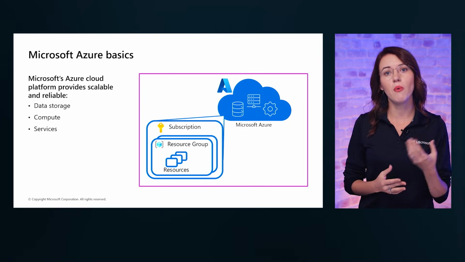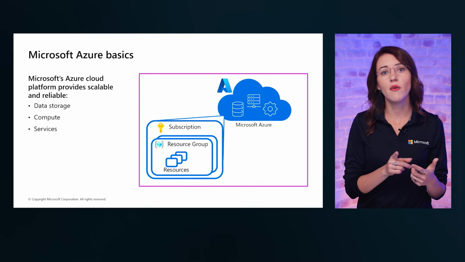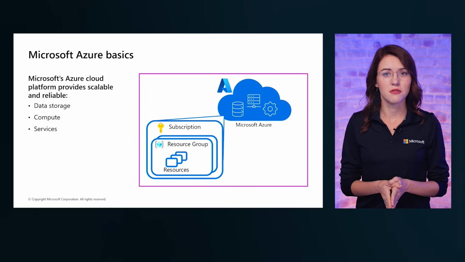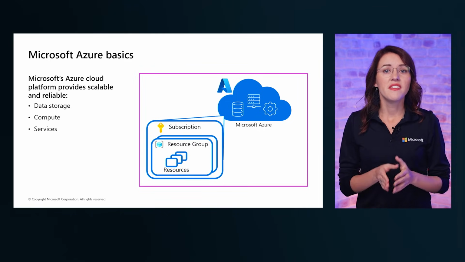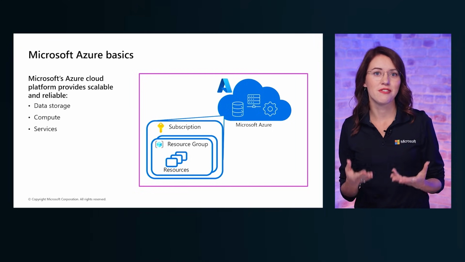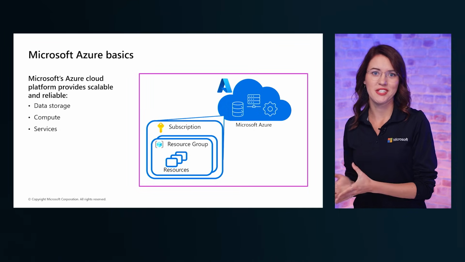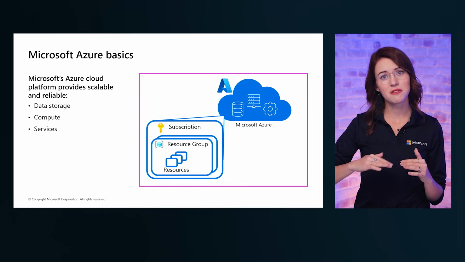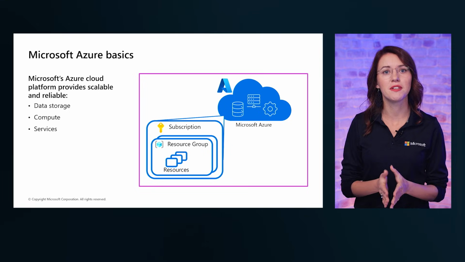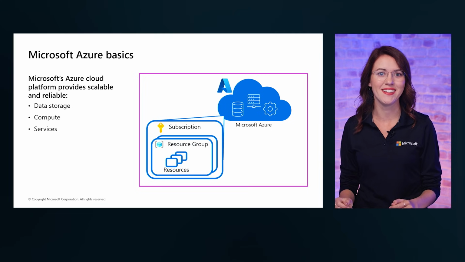For example, you might have one resource group for a web application that includes a database, a virtual machine, and AI services. Inside each resource group, you create resources. These are the actual services and components you use, such as Azure Machine Learning workspaces, storage accounts, or virtual machines. This structure, subscription, resource groups, and resources helps you keep your environment organized, secure, and easy to manage.